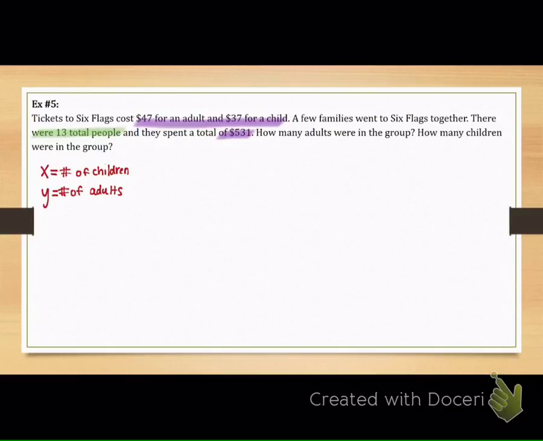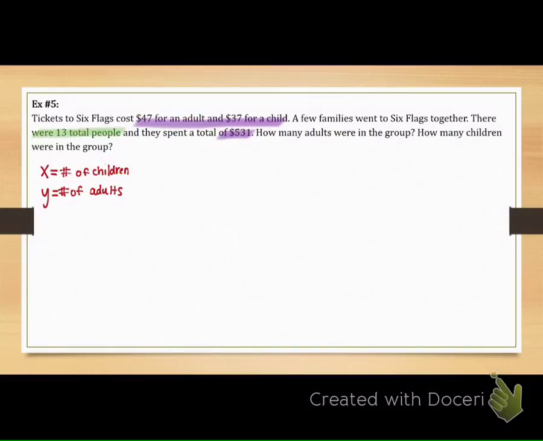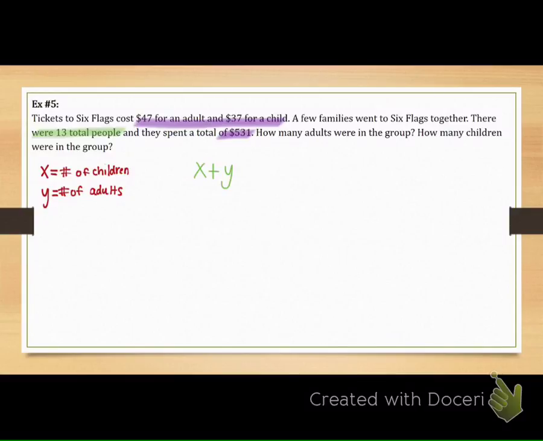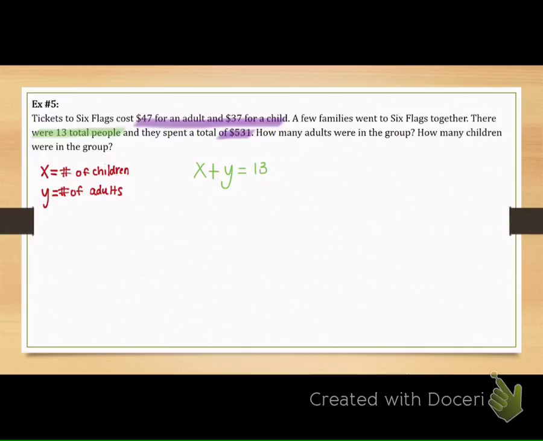Okay, so let's start with the total of 13 people. How would you write an equation that means a total of 13 people? You would just use X plus Y equals 13. So the number of children plus the number of adults is 13.